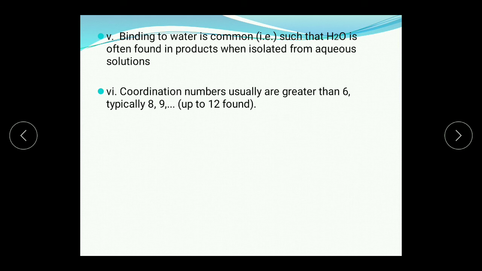Coordination numbers are usually greater than 6. From 8, 9 up to 12 we get coordination numbers. That means these metal ions are larger in size, so they get attached to such a large number of other atoms.